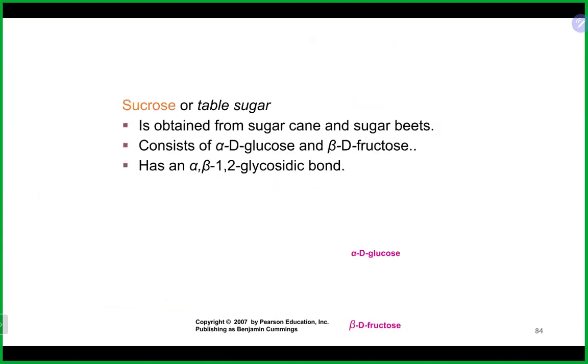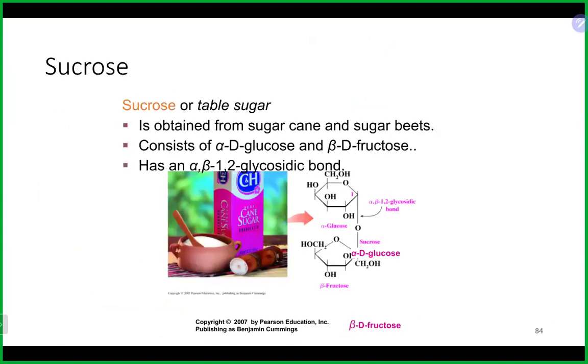Lastly, here we have sucrose, which is table sugar. It is made from an alpha D glucose and a beta D fructose. And I believe this picture is incorrect. That OH should actually be going downward there. Here we go. And in this particular case, we have a different connection.